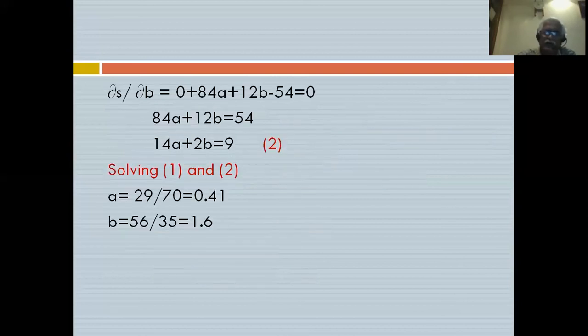Same thing, if we go by b, you will get 14a plus 2b equal to 9. So now with equations 1 and 2, if we solve, a is coming 0.41, b is coming 1.6. So we got the slope and intercept, y equal to mx plus c, y equal to ax plus b, where a is 0.41 and intercept is coming 1.6. That's the way we have to find out. So that is the way mathematically the slope and the intercept come.